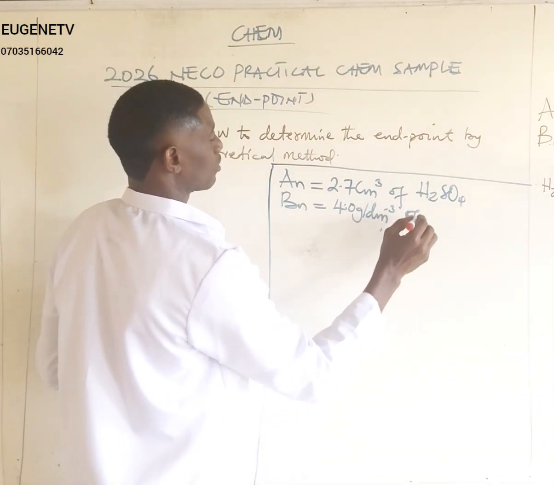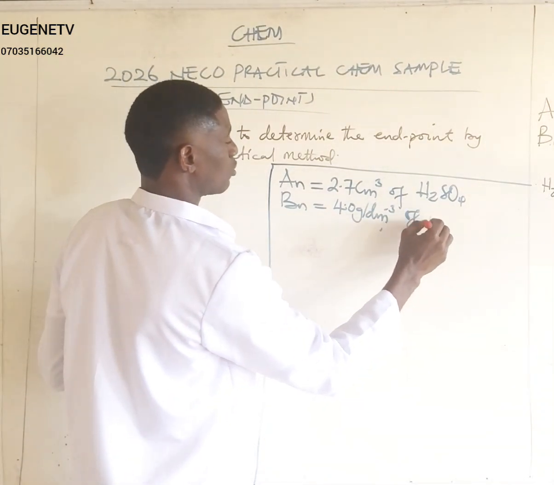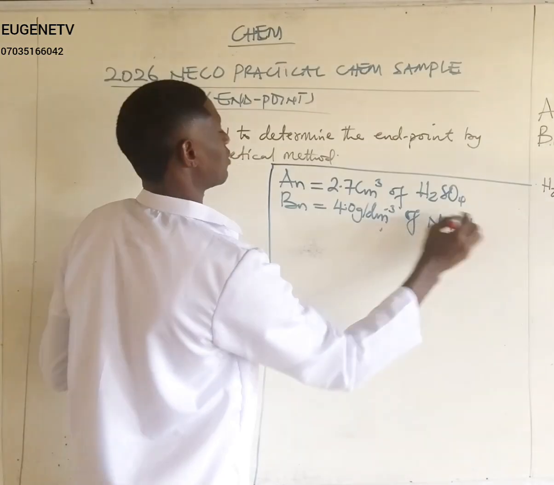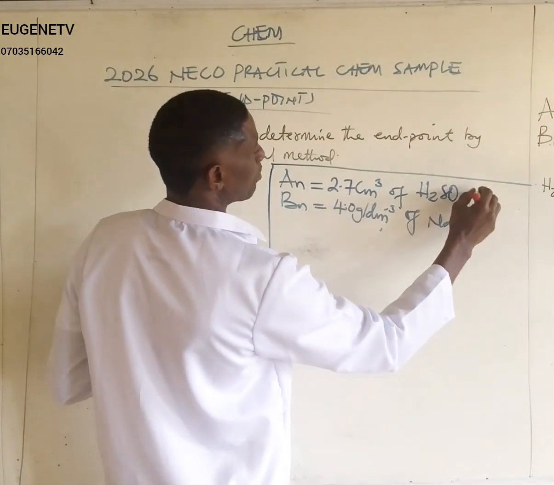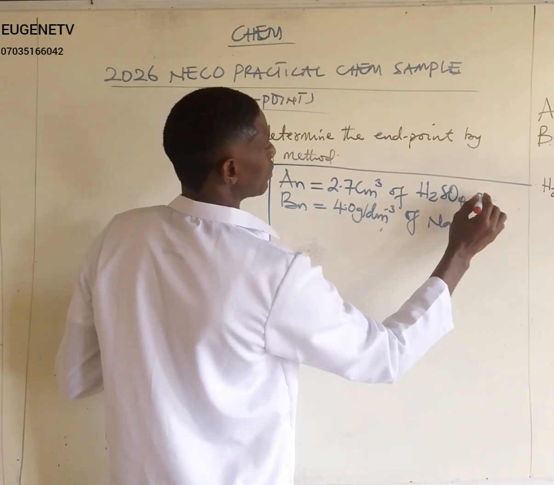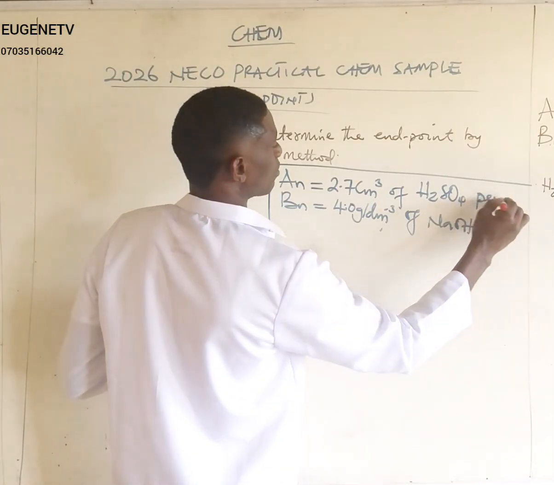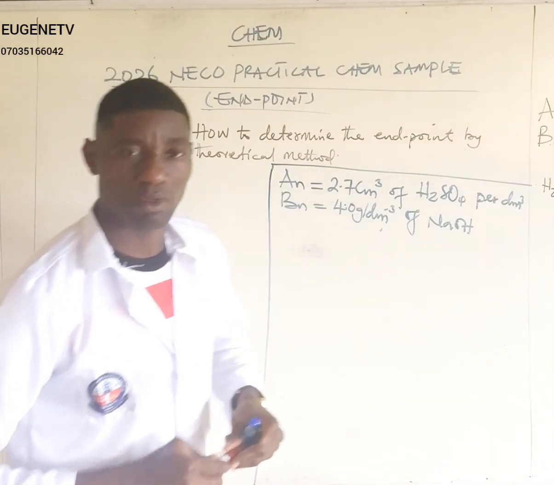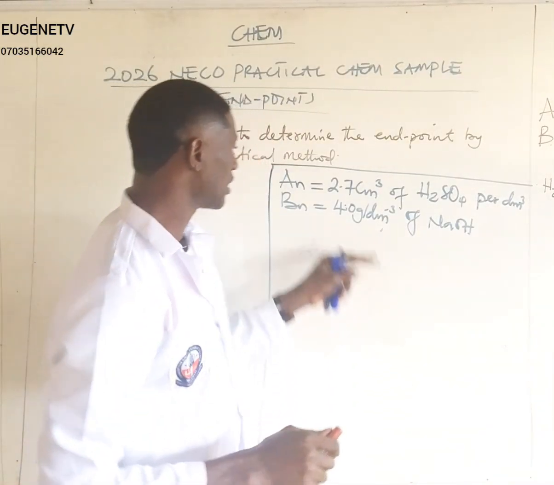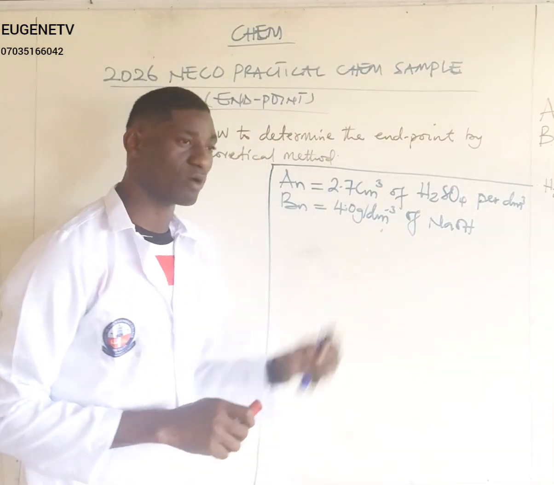of sodium hydroxide. Again, 2.7 Cn cube of H2SO4 per Dn cube is going to be dissolved in 1 Dn cube. These are the samples for question number 1 in tomorrow's exam. These are the information WAEC gave us.